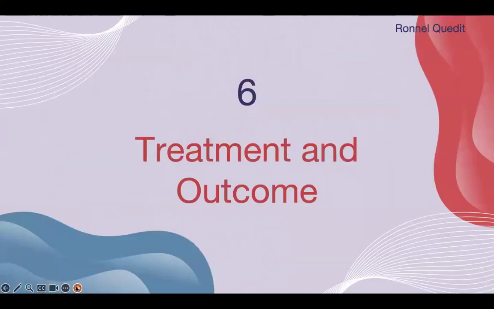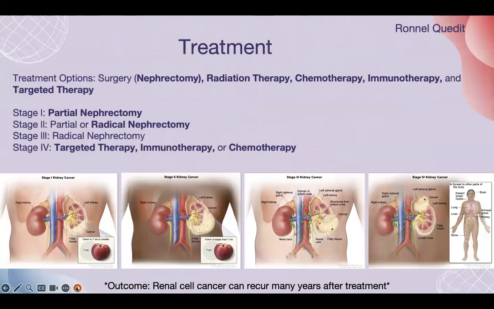So for treatment and outcome, it is important to note that the treatment is dependent on the stage of cancer. In stage 1, partial nephrectomy would be carried out, in which the kidney tumor is removed. In stage 2, partial or radical nephrectomy would be carried out. Radical nephrectomy is when the entire kidney is removed, as well as nearby adrenal glands, lymph nodes, and surrounding tissues. In stage 3, radical nephrectomy would be carried out. And in stage 4, targeted therapy, immunotherapy, and chemotherapy would be carried out. The outcome for this is that renal cell cancer can recur many years after treatment.